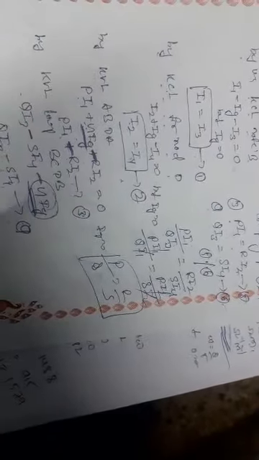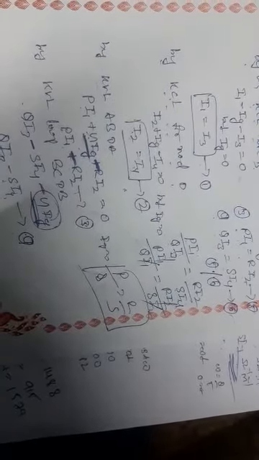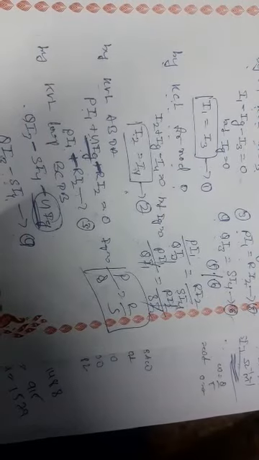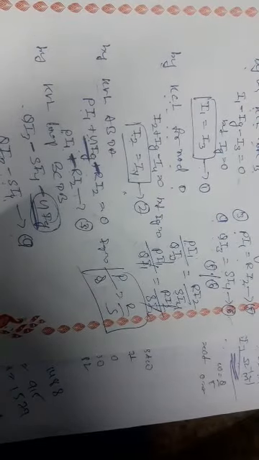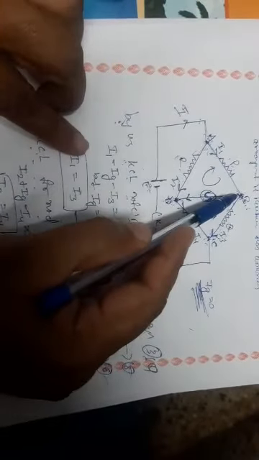That is the relation between the four resistors. P by Q is equal to R by S is the arrangement of four resistors. This is the concept of the Wheatstone network.